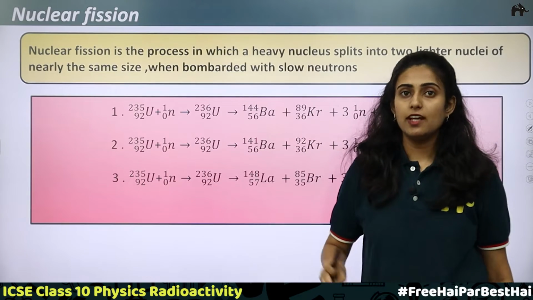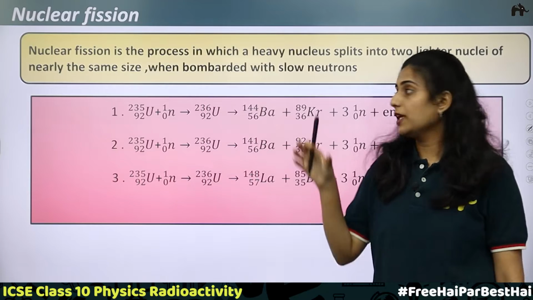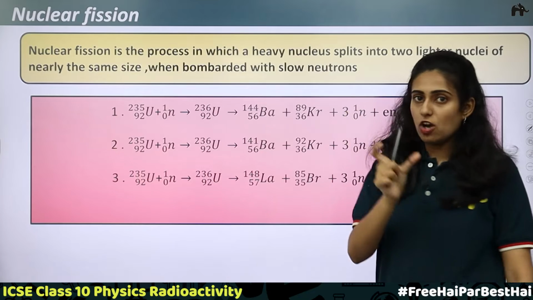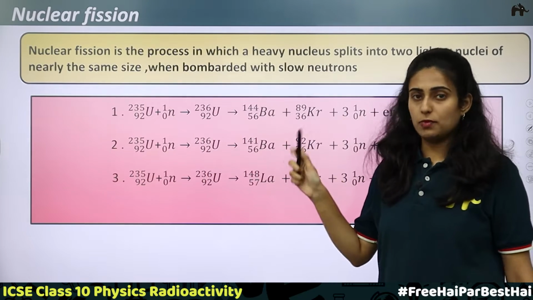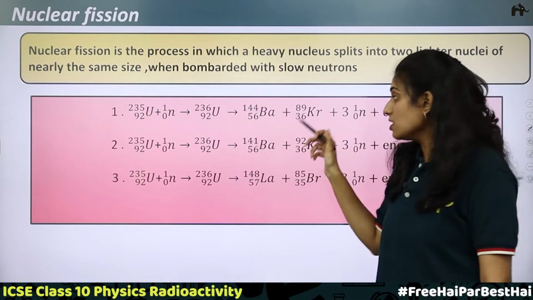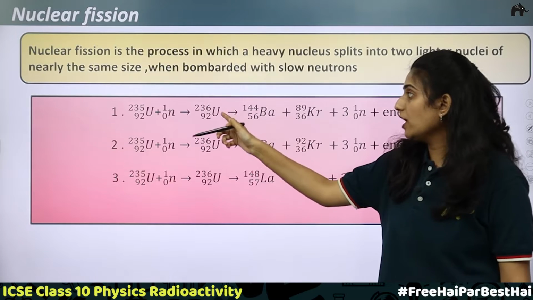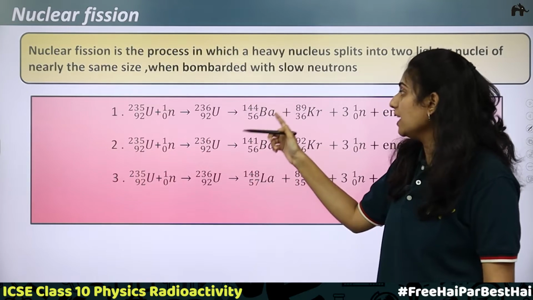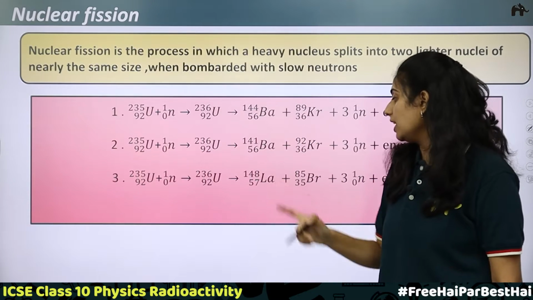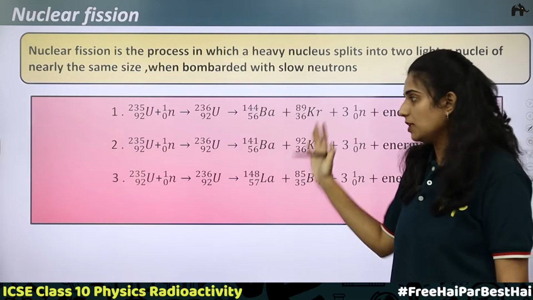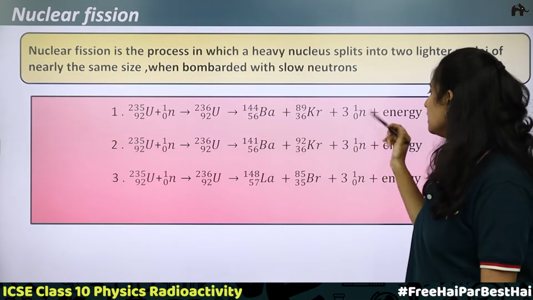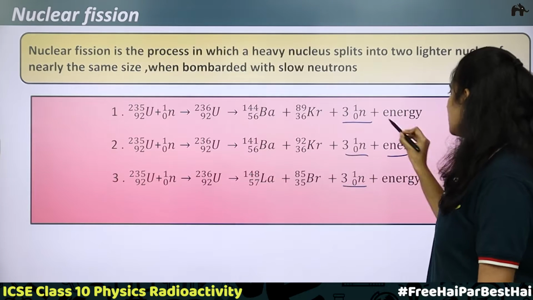So we understood that when a neutron strikes uranium-235, you get barium and krypton as the daughter nuclei. But it is not just that combination. We got barium-141 and krypton-92. It is also possible that when the unstable uranium-236 splits, it can form barium-144 and krypton-89. Another product is lanthanum-148 and bromine-85. All these pairs of daughter nuclei can be formed with the release of 3 neutrons and energy.